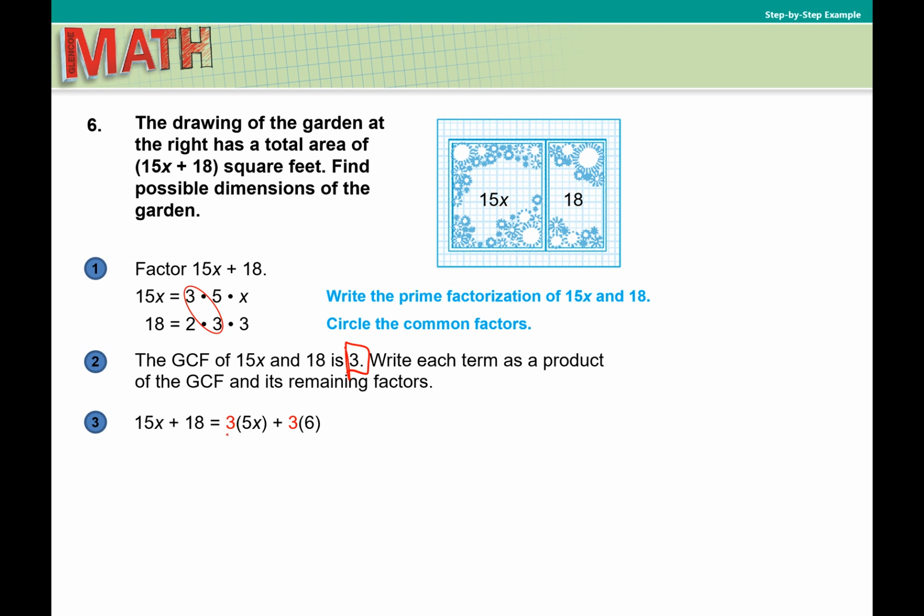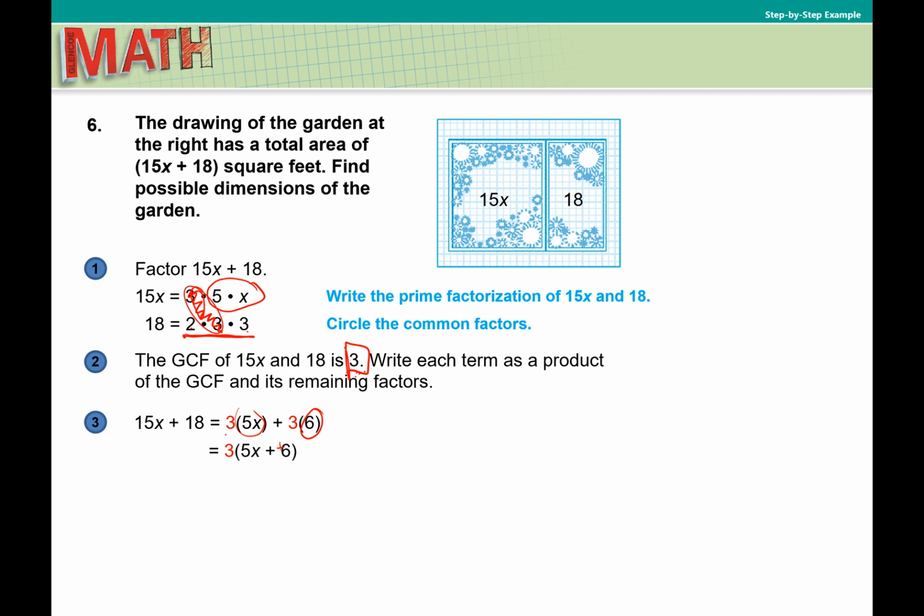Okay, so then we have 3, greatest common factor, times 5x, which is what's left over here. Right, so the 3 is crossed out because we have that as our greatest common factor. What's remaining? 5 times x. So 3 times 5x plus 3, greatest common factor, times 6. Where did the 6 come from? When we factored this out, or expanded it out, we have 2 times 3, which is 6. So 3 times 5x plus 3 times 6.